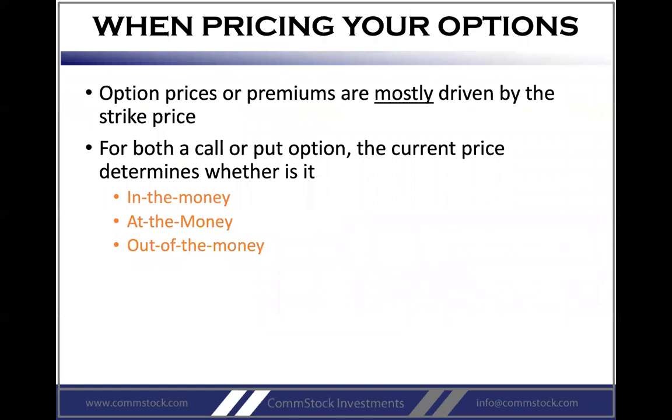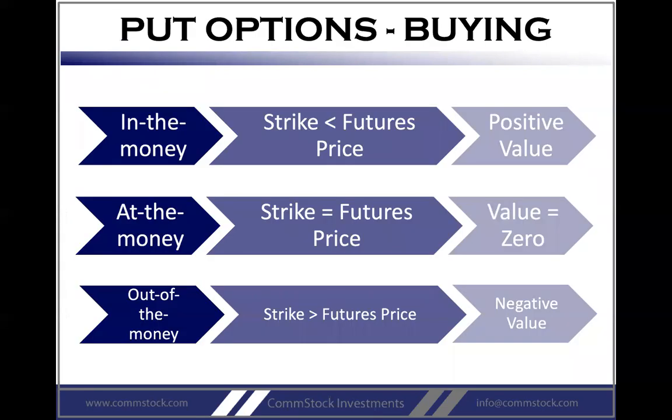Another thing to consider when pricing your options are the premiums paid, and those are driven a lot by what the current price is and whether it is in the money, at the money, or out of the money. So what do we mean by that? If it's in the money, your strike price is less than the futures price, so it has a positive value. If it's at the money, the strike price more or less equals the futures price. And if it's out of the money, the strike price is greater than the futures price. The more out of the money it is, the cheaper that premium is going to be, because there's less risk.